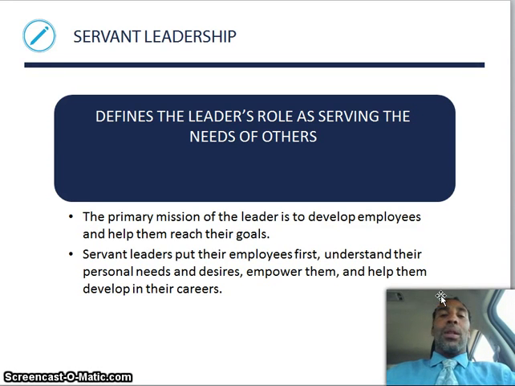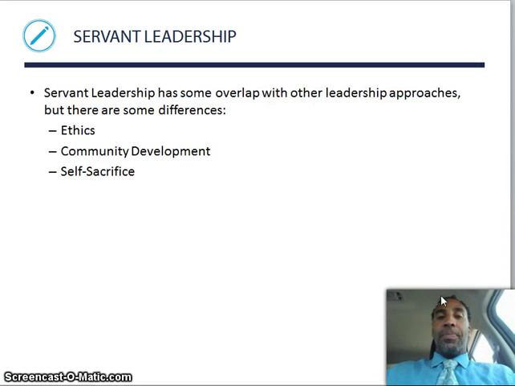Sometimes that depends on what the employee's goals are, right? If their goals aren't really attainable, or they don't have any present goals, it's hard to get them to a goal that's non-existent, or that they don't even know what it is. Servant leaders put their employees first, understand their personal needs and desires, empower them, and help them develop their careers.